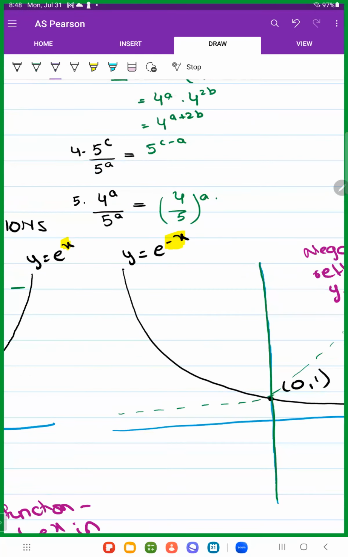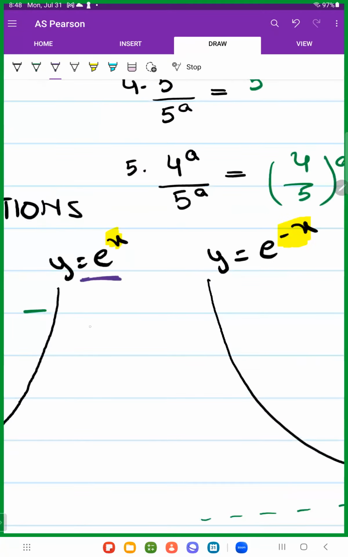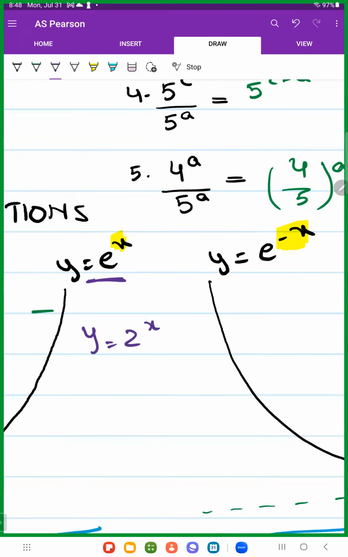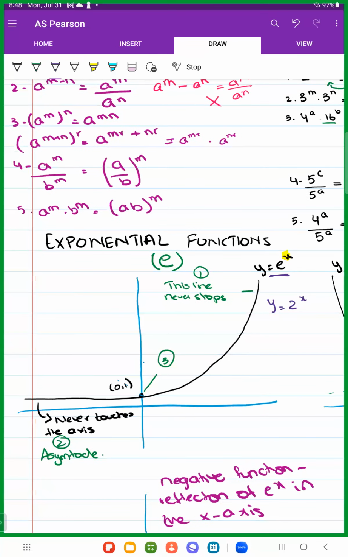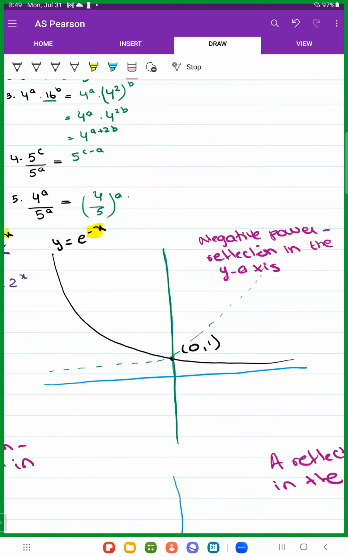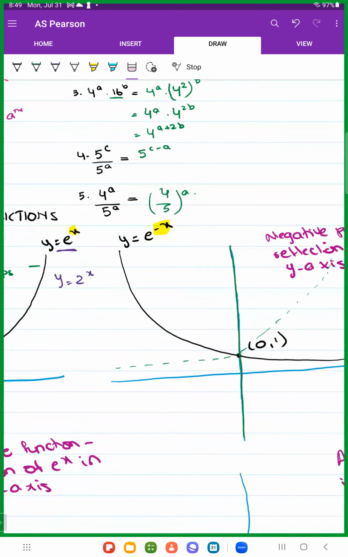Now, this is for all exponentials. It will not only work for e. Even if they give you a graph for y is equal to 2 to the x, this would be the same graph. Or y is equal to 3 to the x. As long as there is a power, it will be the same graph. If it's a positive power, this would be the shape. If there's a negative power, it will reflect in the y-axis. Understand? Okay.